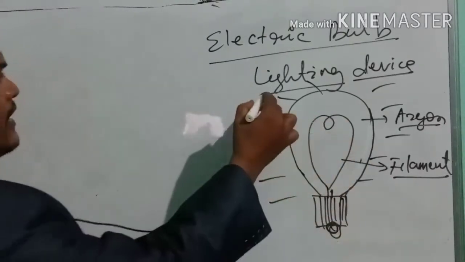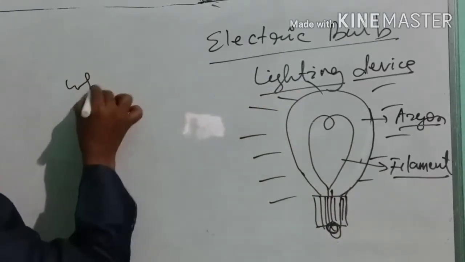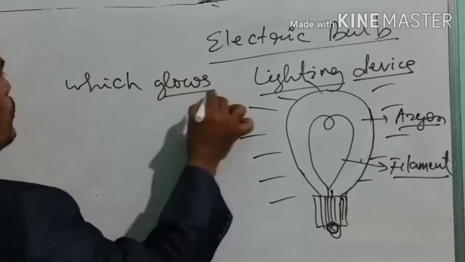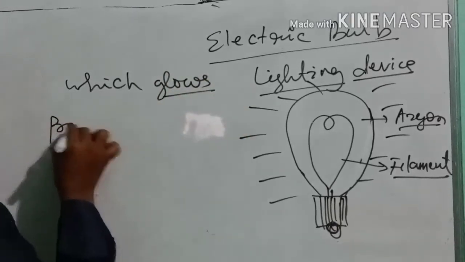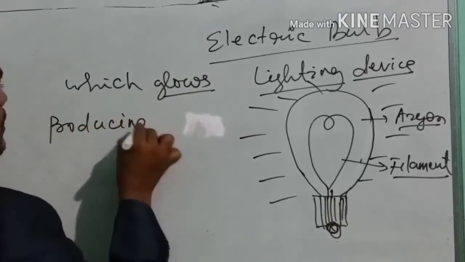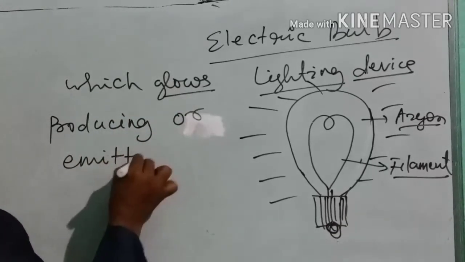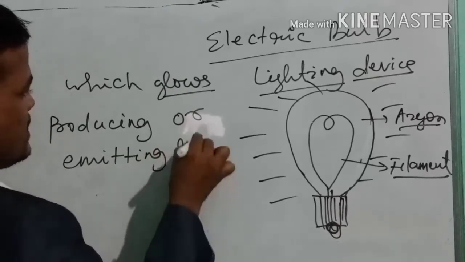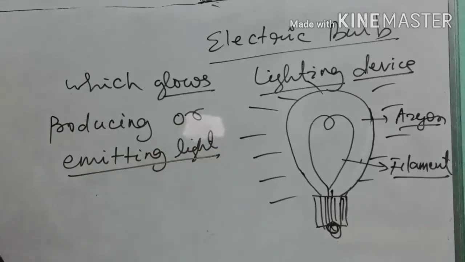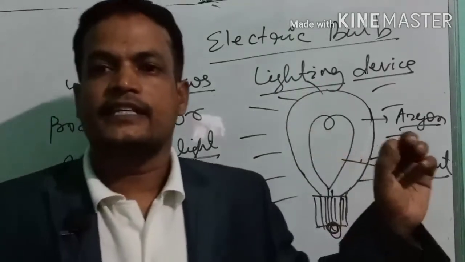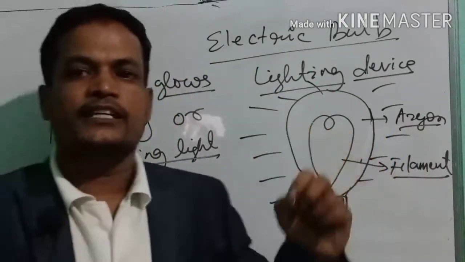So it is called a lighting device which glows, producing or emitting light. It can also be called a light emitting device, or a lighting device which is inside the bulb. So the bulb is a lighting device. The question will come: what is an electric bulb?